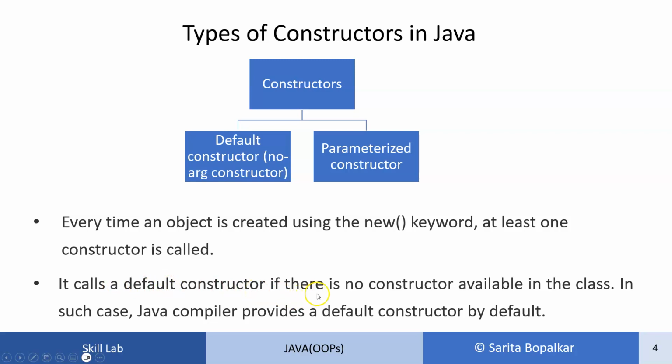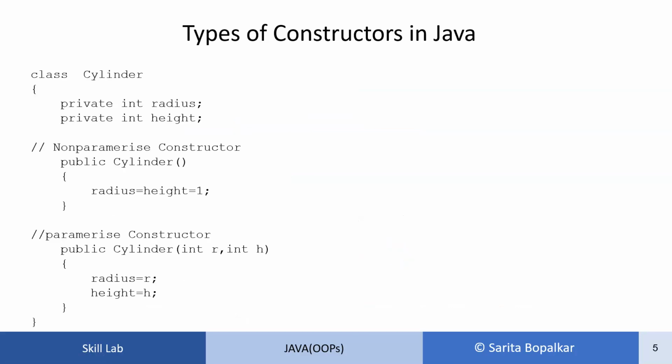Now, if you are not defining any constructor, if there is no constructor available in your class, what happens? The Java compiler provides a default constructor. So whenever you create an object using the new keyword, it will call the default constructor. If a default constructor is available in your class, if you have defined it, then it will call that constructor. Otherwise, the Java compiler will call its default constructor to set the initial values of the members of that class. Now, we'll see an example for this type of constructor.